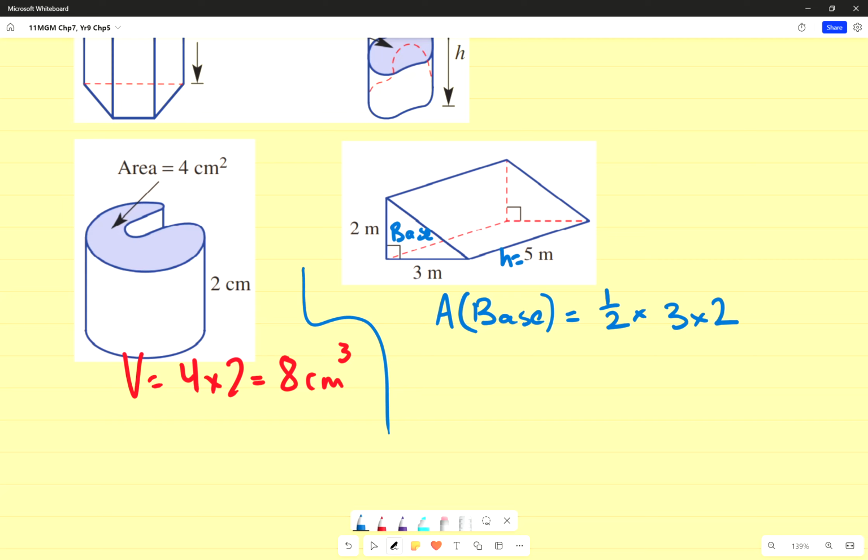Area of the space, over this triangle is just half times the base times height. Half times 3 times 2. Bring your calculator, just do it in your head. Three meters squared. That's it. Then we just multiply by the height. That's what the formula said. Let's multiply the area by the height. So we go volume equals 3 times 5, which gives 15 meters. And don't forget, now it's cubed, not squared. And that's it. Any questions?